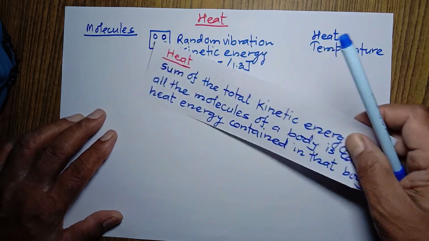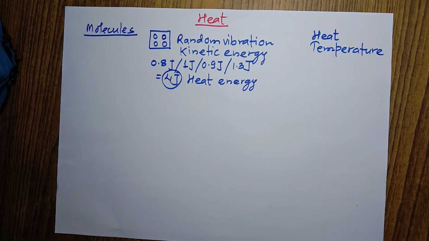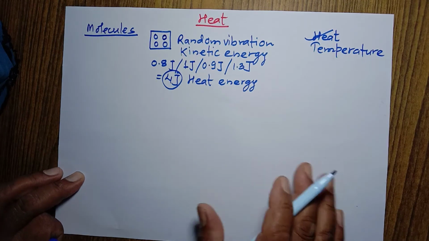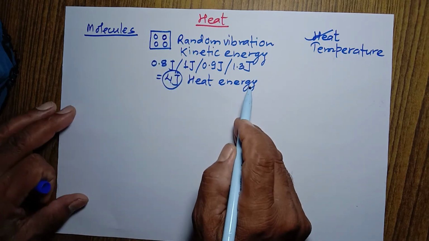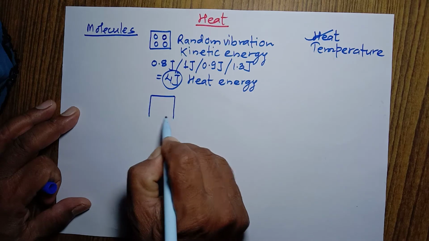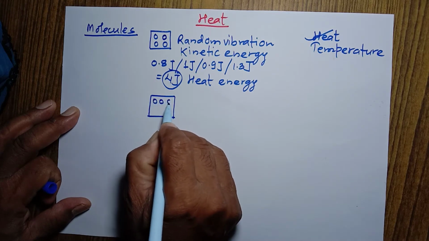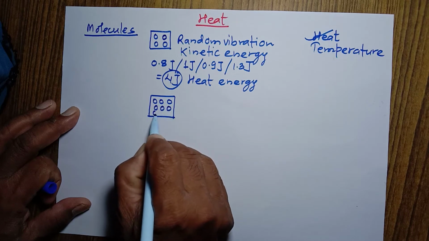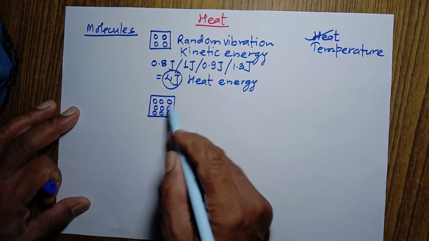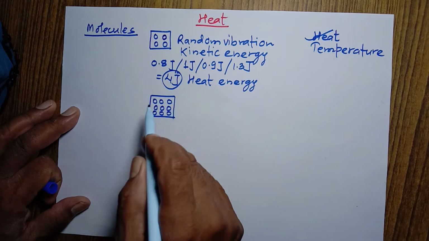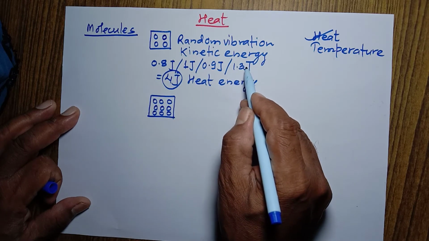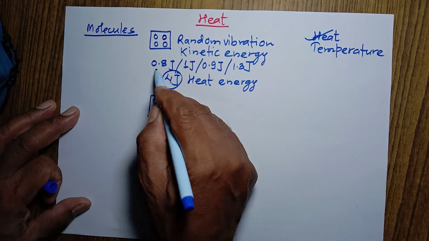Now let's go to temperature. Heat is defined; now let's talk about temperature. I want to take another example. Let's say we have a body like this. All the molecules of this body are vibrating. The vibration is a little different, not exactly equal. Some molecules are vibrating faster, maybe 1.3. Some molecules are vibrating slow, then maybe 0.8.